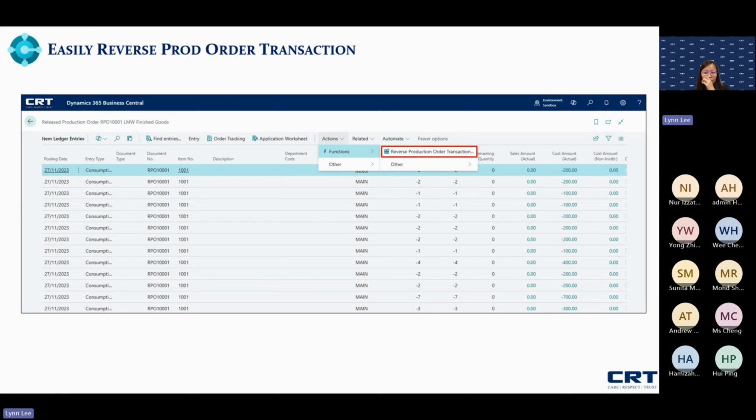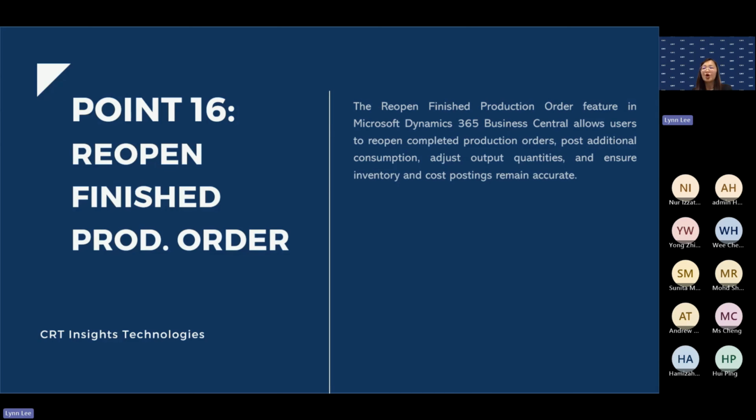Okay. So for the next, it's reopen finished production order. Okay. This is for the older version. When a production order is finished, maybe you found that a consumption is missing. Oh my God, I forgot to post my consumption. If I want to use the item journal to adjust, then my costing part is incorrect already. So what you need to do, you need to do a lot of work.